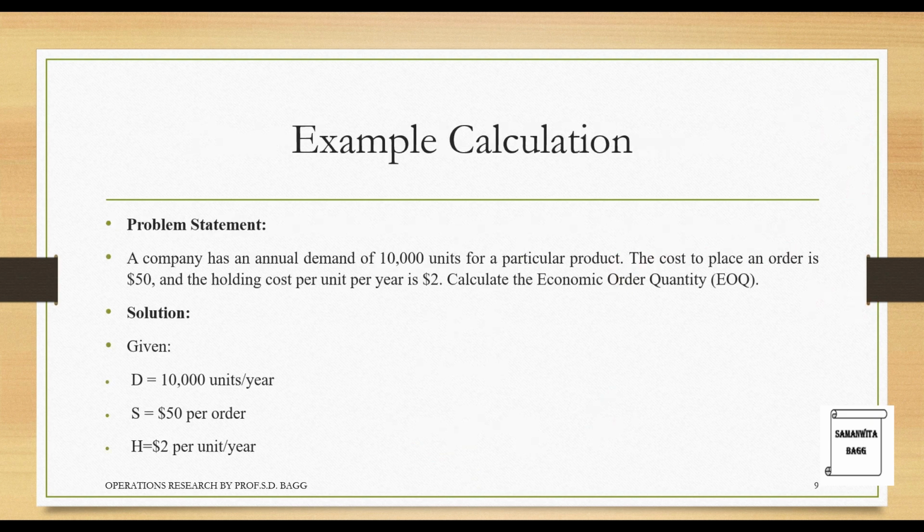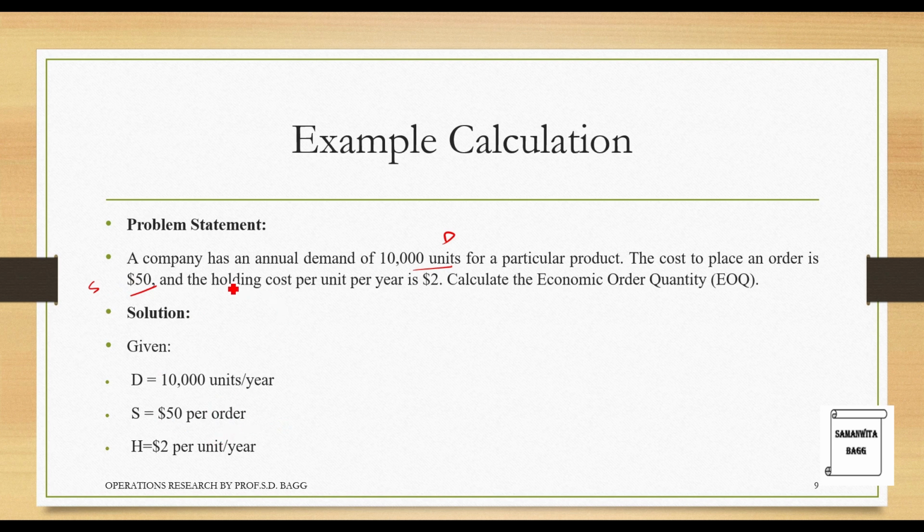Now there is an example calculation here. Problem statement: a company has an annual demand of 10,000 units. So this is D. For a particular product, the cost to place an order is $50. So this is going to be your ordering cost, S. But S is written as $50 per order.